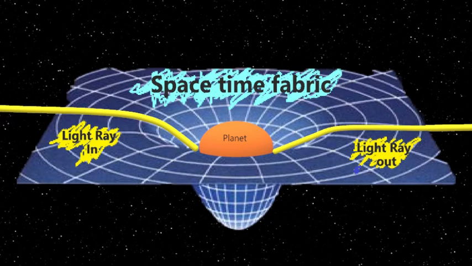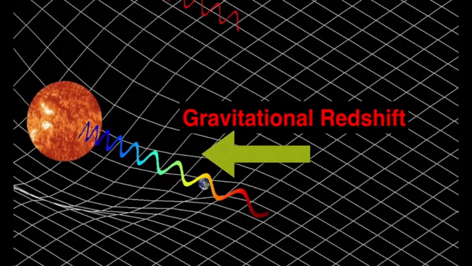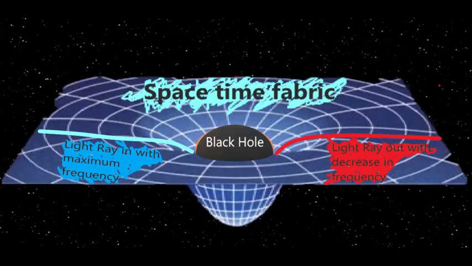Still confused? As I spoke earlier, if the space-time fabric is curved, even the light ray will follow the curved path. And as the light follows the curved path, its energy decreases, which results in decreasing frequency, which results in increasing wavelength.